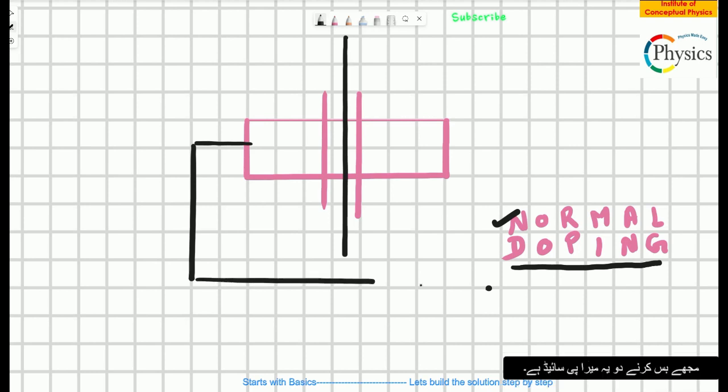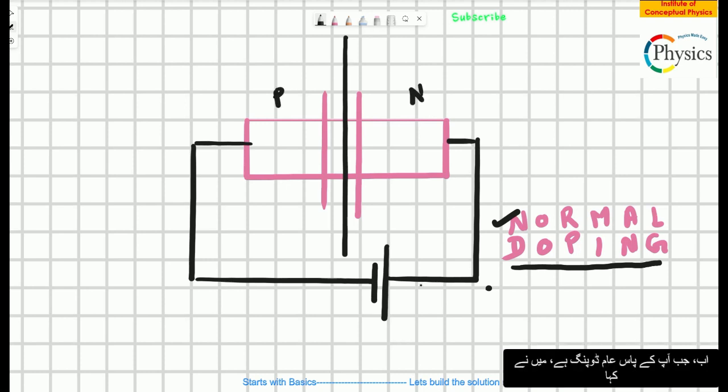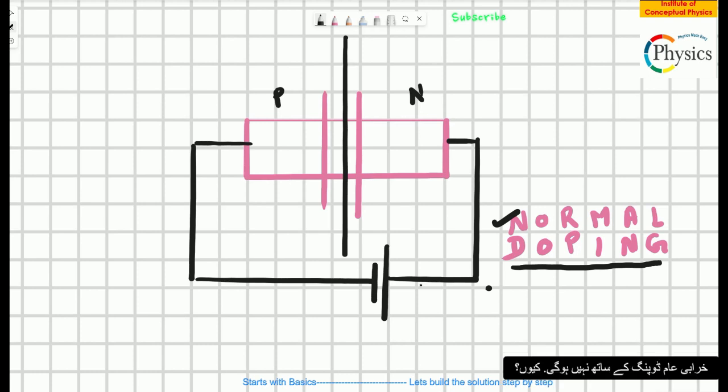So this is my P side, so I will connect a negative, positive to the N side, and now this is reverse biased. Yeah, it is time consuming to draw the circuit again and again, but just bear with me. All right, so this is your P side and N side. Now, when you have normal doping, I said breakdown will not happen with normal doping. Why? I will tell you the reason.